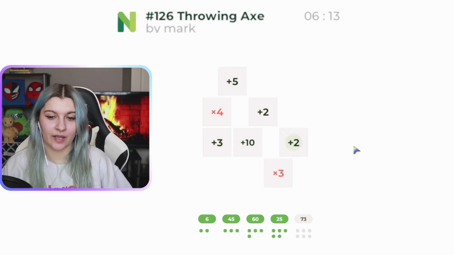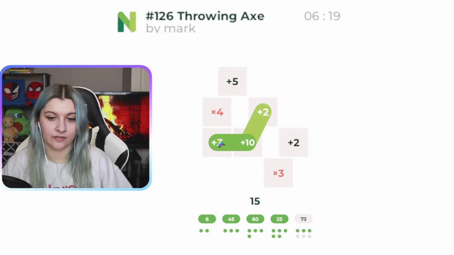That's okay. Better way of thinking about it. Oh my gosh, it's been 6 minutes. What? I know I stood up for a minute, but wow. 15. Now that cuts me off from the rest of the puzzle.